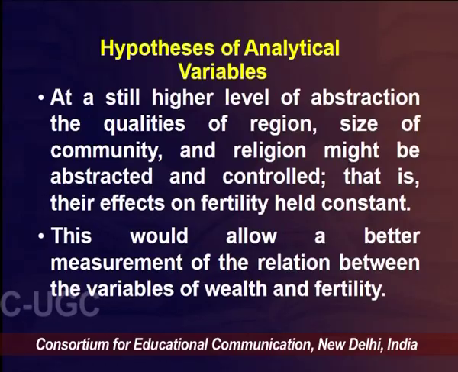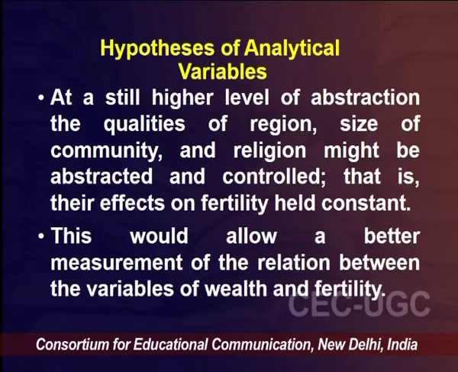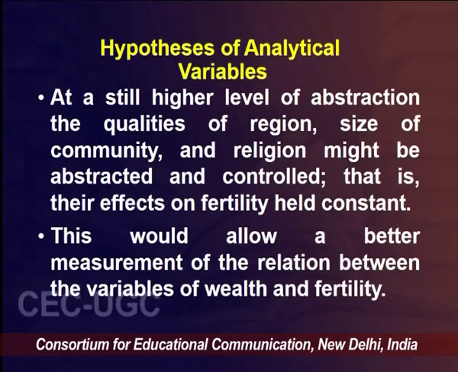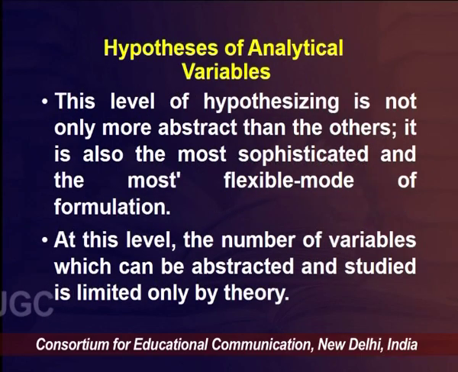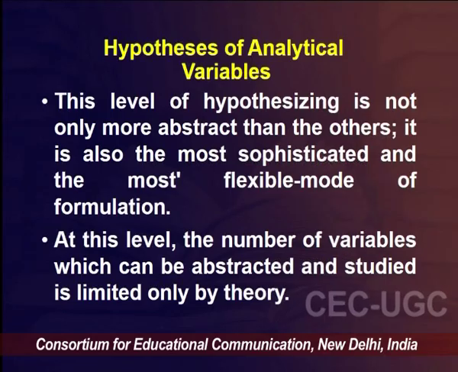At a still higher level of abstraction, the qualities of region, size of community and religion might be abstracted and controlled, that is, their effects on fertility held constant. This would allow a better measurement of the relationship between the variables of wealth and fertility. This level of hypothesizing is not only more abstract than the other, it is also the most sophisticated and the most flexible mode of formulation. At this level, the number of variables that can be abstracted and studied is limited only by theory.